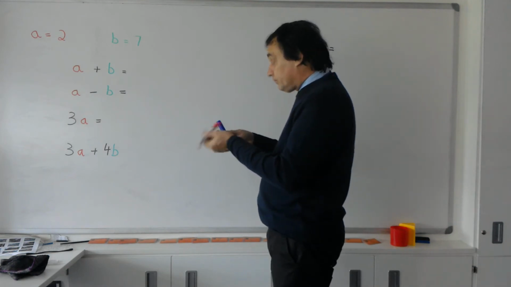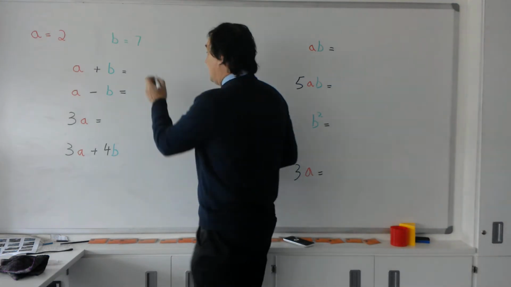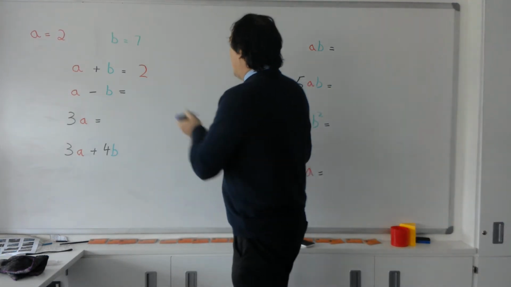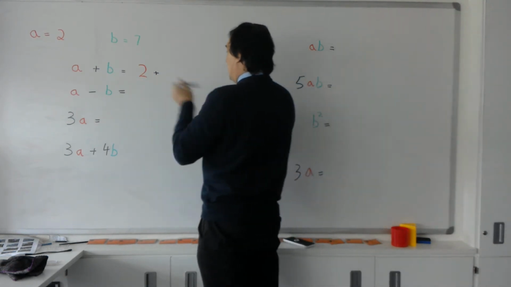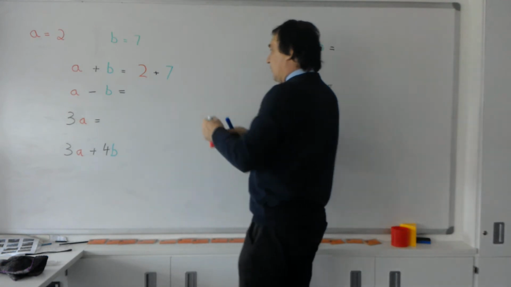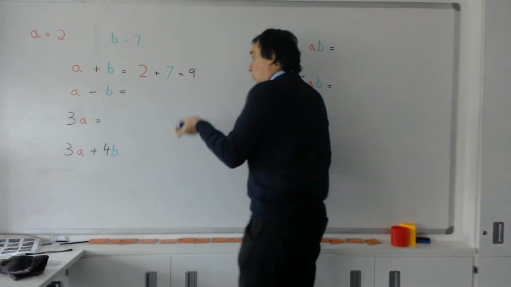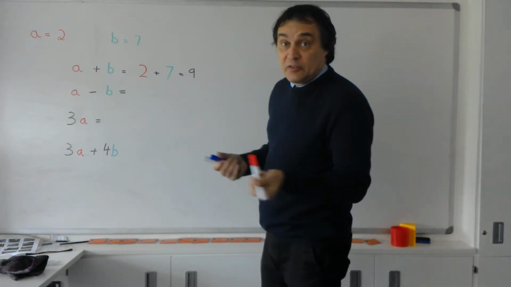Okay, so what we do, we just substitute or replace. We replace the A now with a 2 because we're told it's that, and add sign, and replace the B with a 7. And that will then give us an answer straightforward of 9. That works.